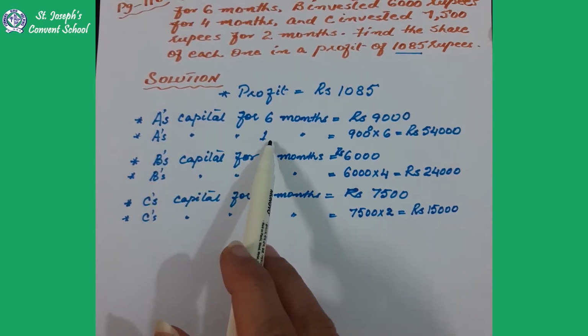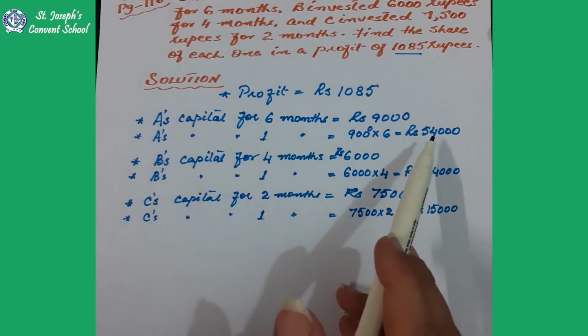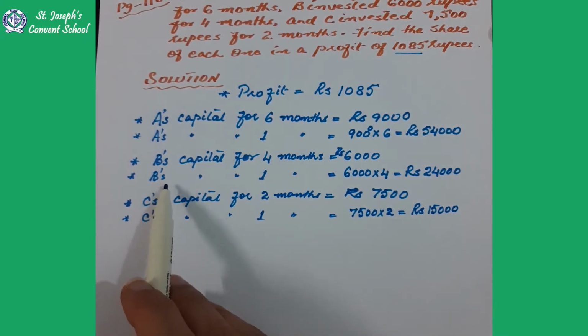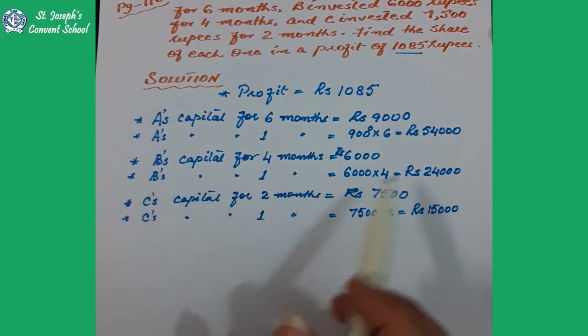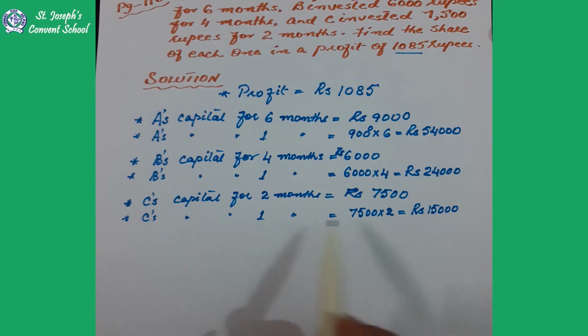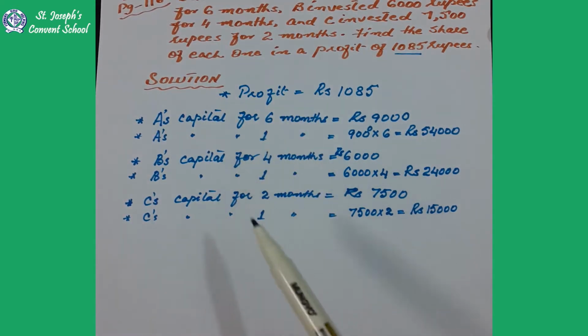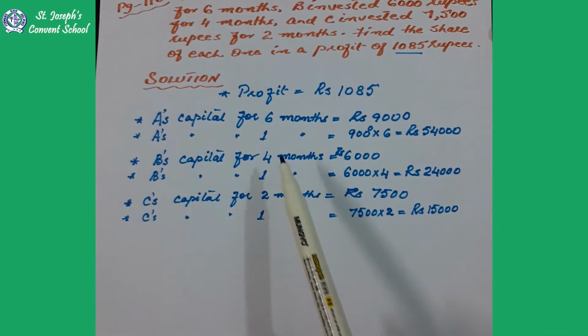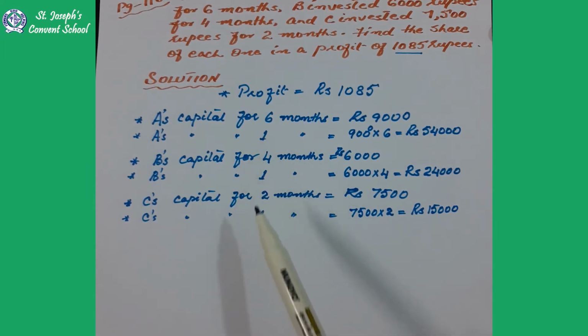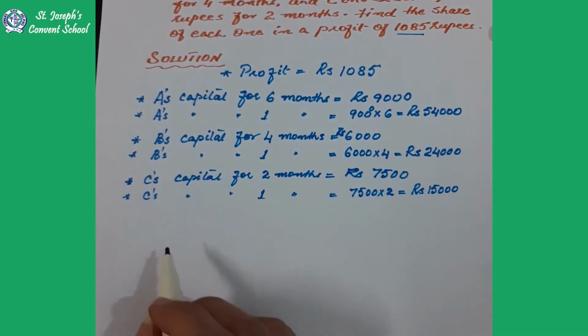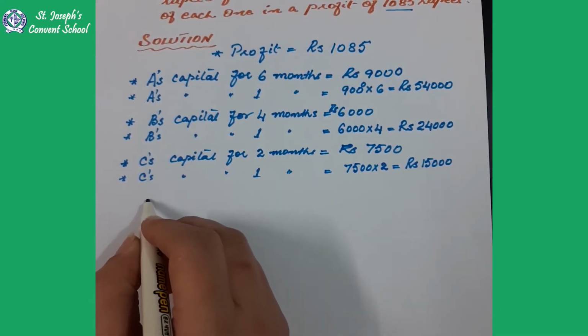A's capital for 1 month is 54,000. B's capital for 1 month is 24,000, and C's capital for 1 month is 15,000. Otherwise it was a totally different time period given, 6, 4 and 2. So you will make these months the same, and find it for 1 month. Now after finding for 1 month we will find the ratio between them. So one by one we'll write.